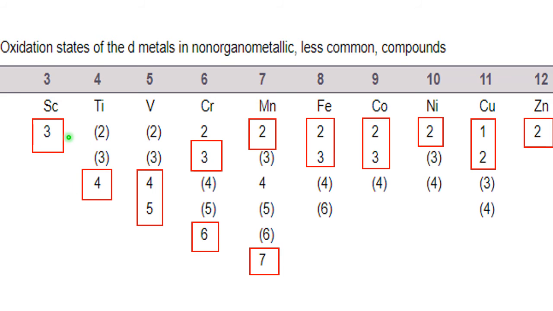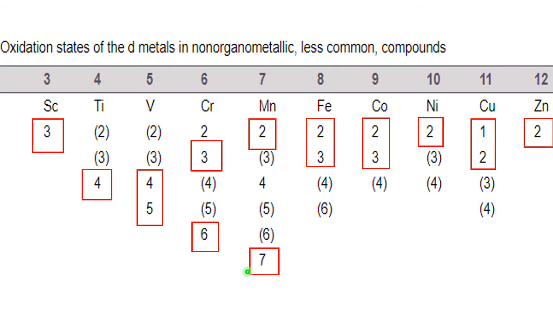Now, oxidation numbers. For the first groups, the highest oxidation number coincides with the number of the group. Scandium has only oxidation number of 3. That's why it's not very interesting, only 3 plus ions, nothing else. Titanium has the most stable 4, but has others. Vanadium, most stable 5, but 4 is very stable as well, and 3 and 2 are possible. Chromium has stable oxidation number of 6, but 3 and 2 are stable as well, and 5 and 4 are possible.